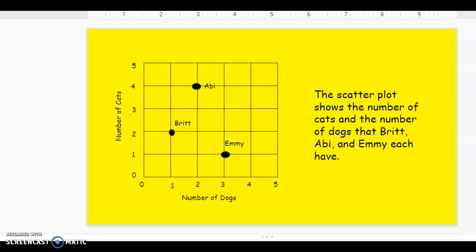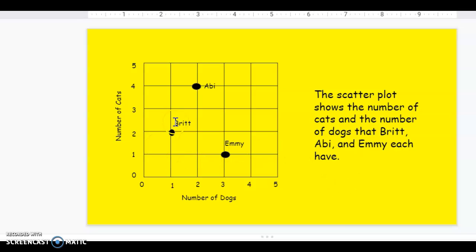So if we look at this scatter plot, it says the scatter plot shows the number of cats and the number of dogs that Britt, Abby, and Emmy each have. So on the vertical side, you have the number of cats. Remember, vertical goes up and down. The horizontal says number of dogs, and that goes side to side. So on the scatter plot, you're going to be figuring out how many each of these people would have.